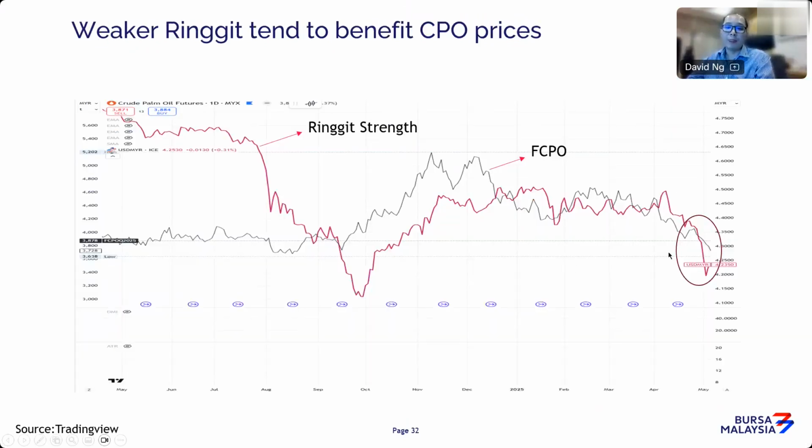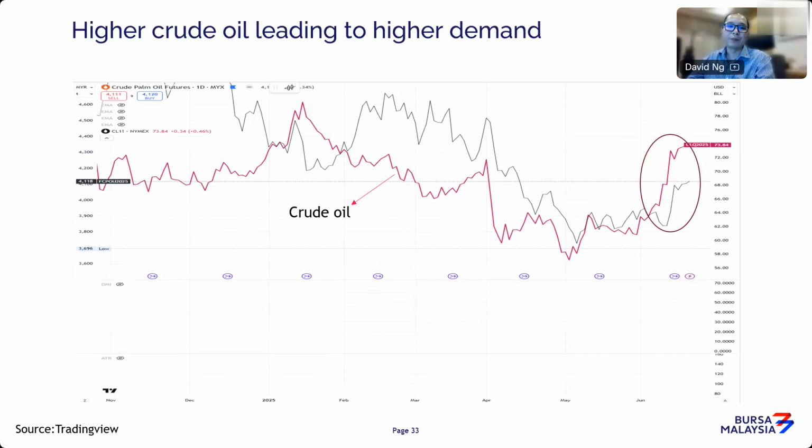Now, ringgit, I think it's fair to say when you have a weaker ringgit, normally it is a good thing for CPO, because a lot of importers, when ringgit is weak, it means cheaper prices to buy. When you have a stronger ringgit, normally that's not a good thing, because that means CPO is actually more expensive. So keep in mind, weaker ringgit is always beneficial for palm oil, but a stronger ringgit is not necessarily good for CPO.